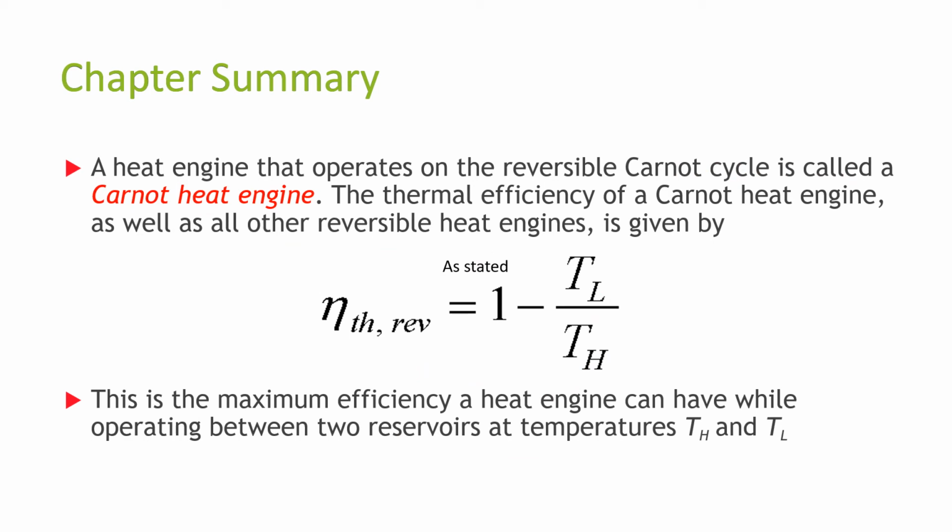Other than that, we know that a heat engine that operates on a reversible Carnot cycle is called a Carnot heat engine. The thermal efficiency of a Carnot heat engine, as well as all other reversible engines, is given by 1 minus TL per TH. And this is the maximum efficiency a heat engine can have while operating between 2 reservoirs at temperatures TH and TL.